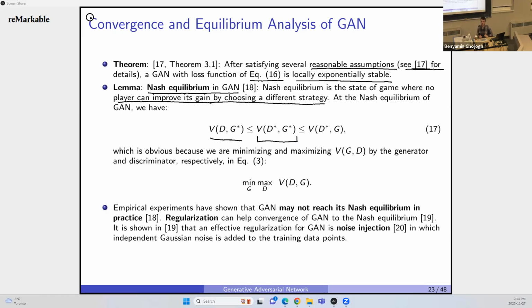Why? Can you tell me? So when G is optimum, but D is not yet optimum. Why do we have this inequality? Because D wants to maximize V. So D is not happy about it, and maximizes that. Agreed? This is also less than or equal to V(D*, G), where G is not yet optimal. Why does this make sense? Because G wants to minimize V. Agreed? Okay.